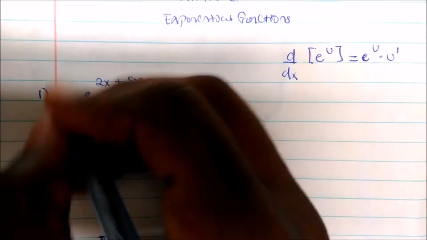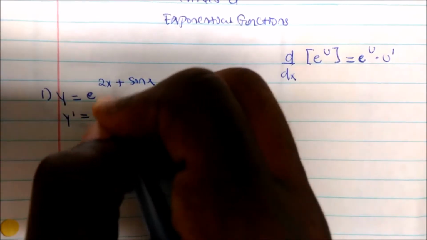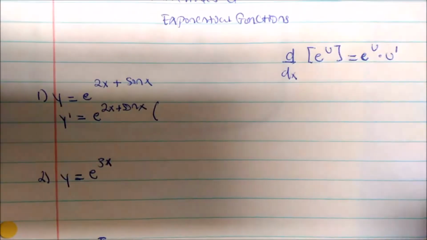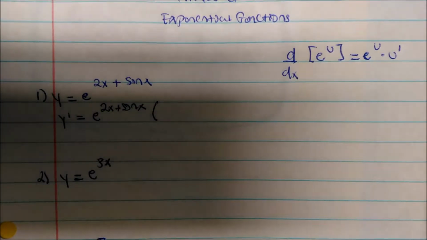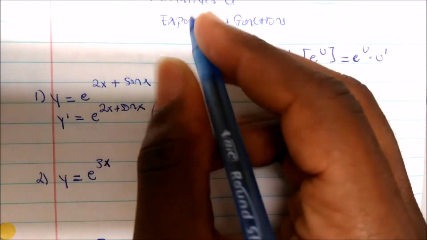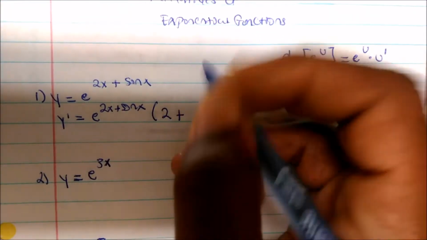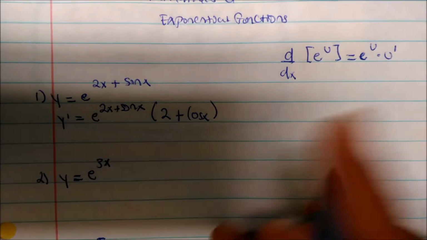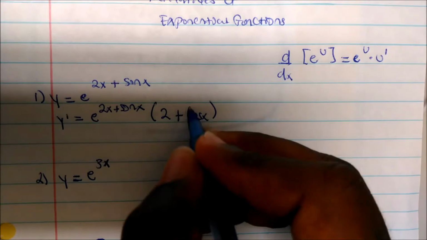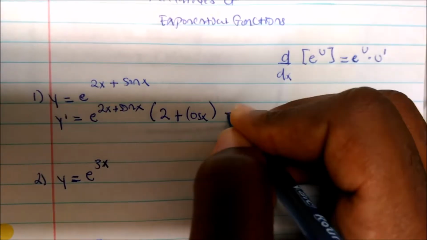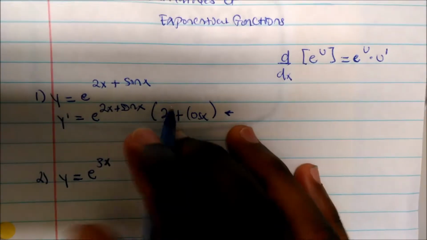For the first one, y prime is going to be, well, this is e to the u, so I'm going to rewrite e to the 2x plus sine of x. And all I'm going to do is multiply by the derivative of u. The derivative of 2x is just 2, plus the derivative of sine of x is just cosine of x. So this will be my answer. If you want to put this in front, feel free to do so.